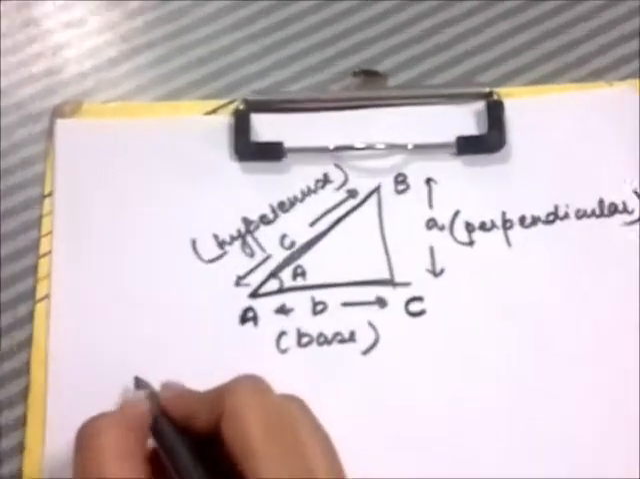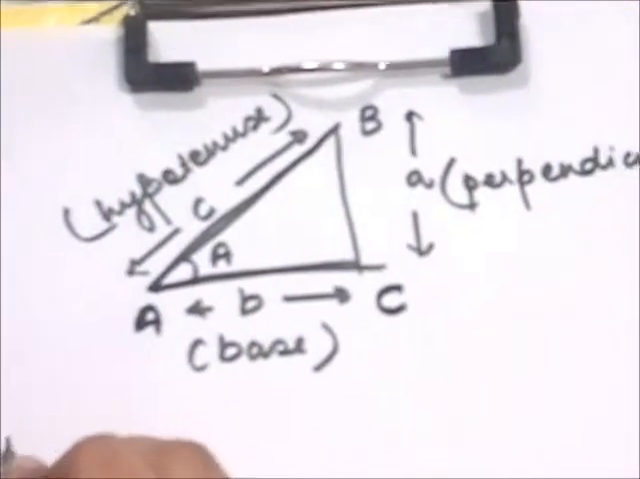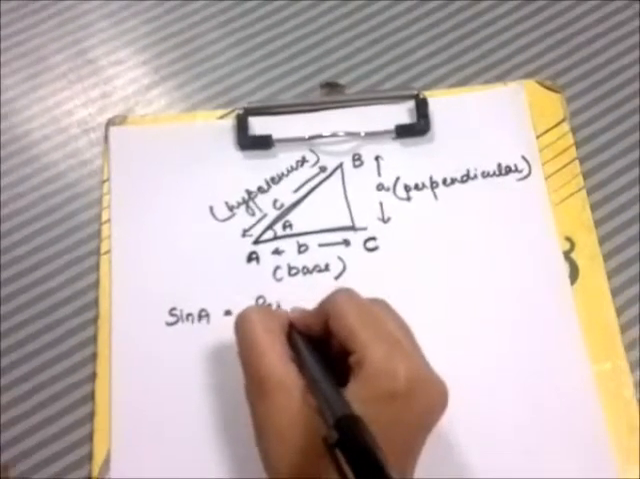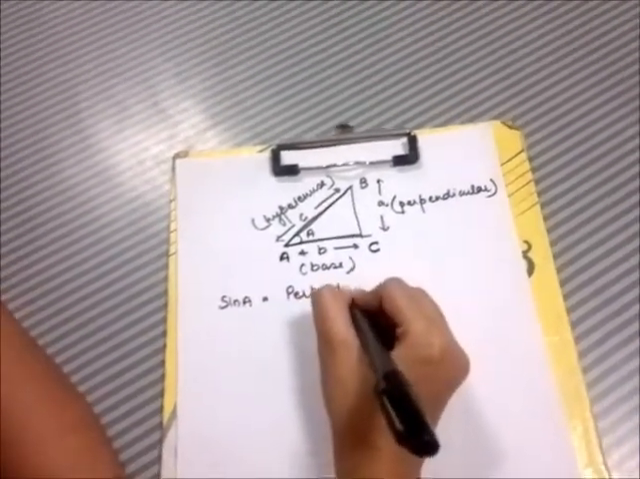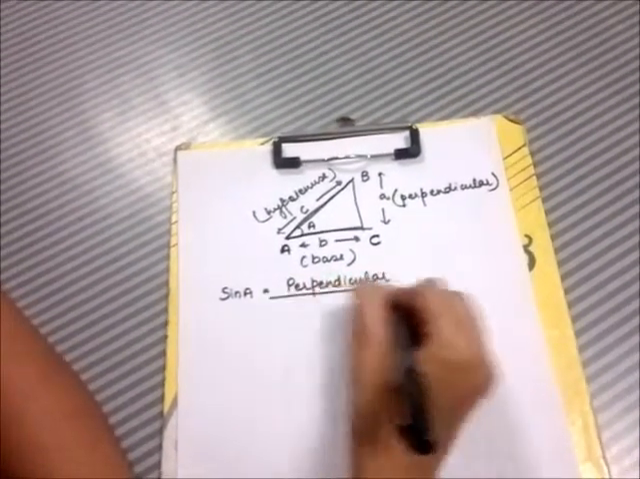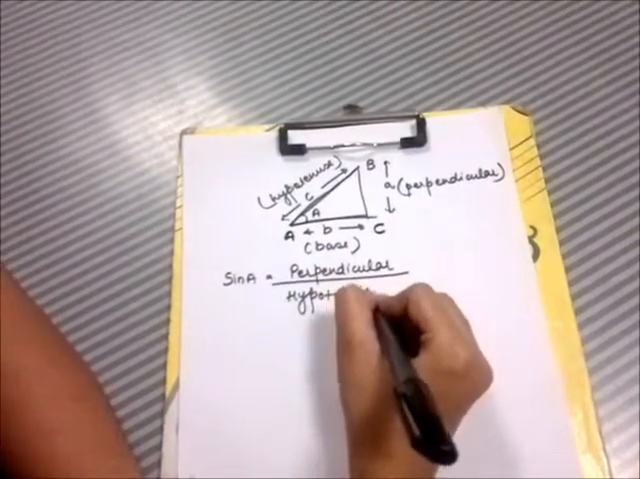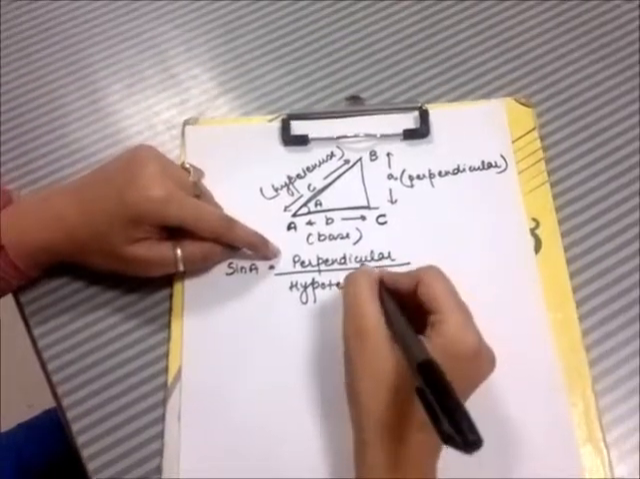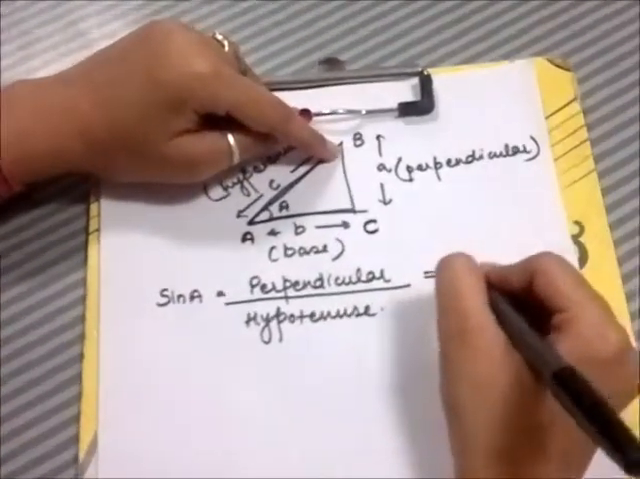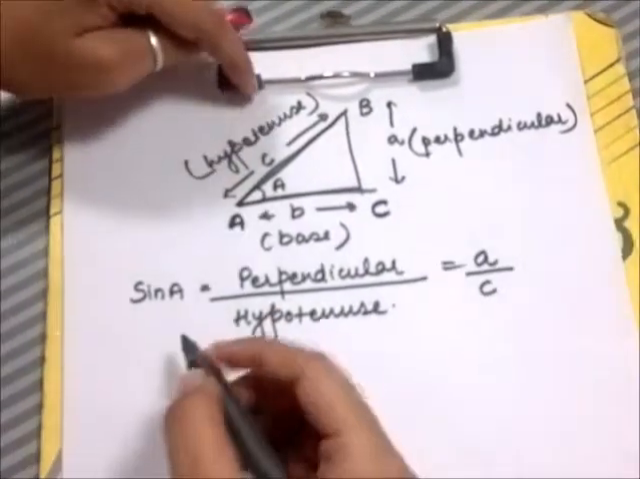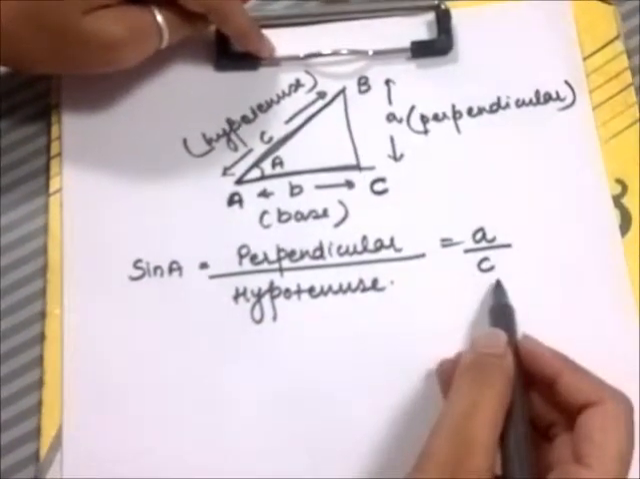First, we'll talk about the sine function. Sin A equals perpendicular upon hypotenuse. From the figure we can see that perpendicular equals A and hypotenuse equals C. So therefore sin A equals A by C.